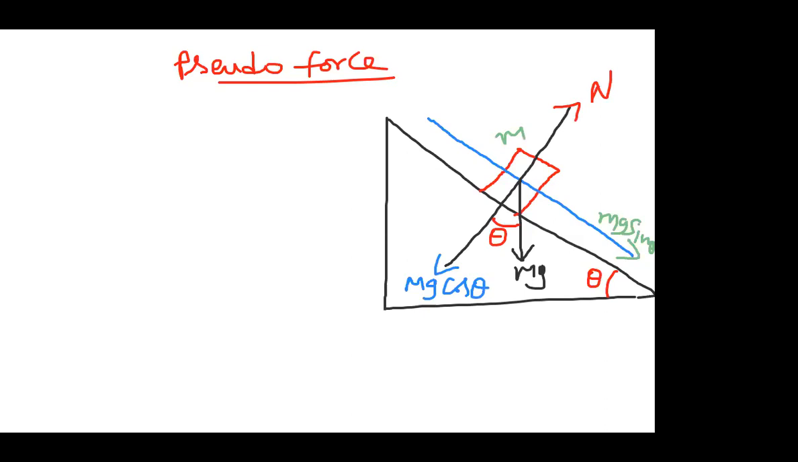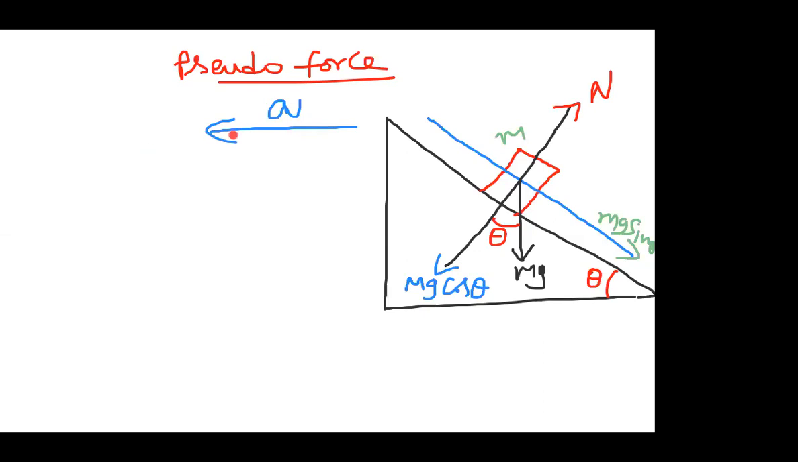Now the problem here is, the inclined plane is moving in this way. So the inclined plane acceleration is A and it is moving towards the right, with an acceleration A.